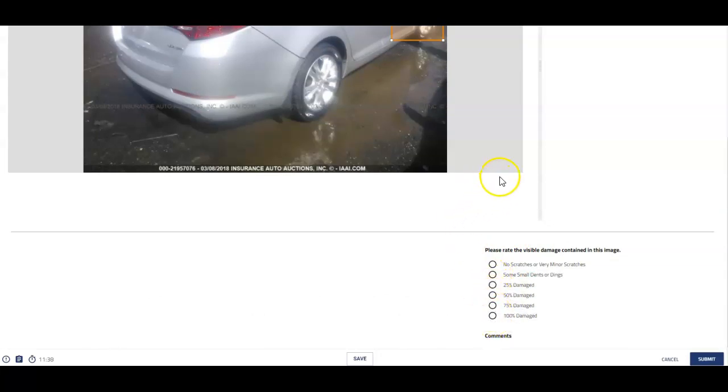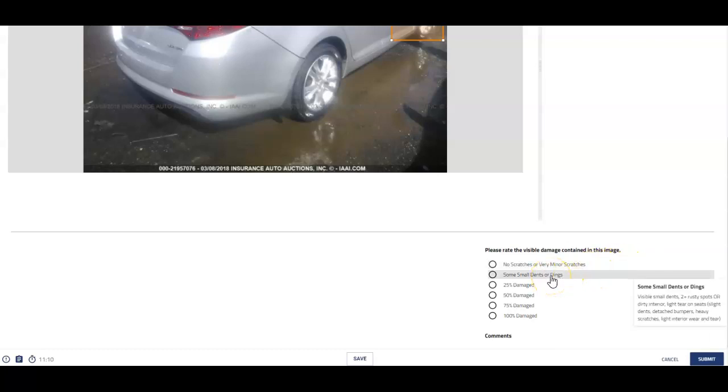Now the special thing about this is, once you hover over the damage, you will have some explanation that will also help you. It's basically a short form of what we have in the instructions document. So right here we have: no visible damage or minor scratches, flat tires. Again, you see I'm emphasizing it again.